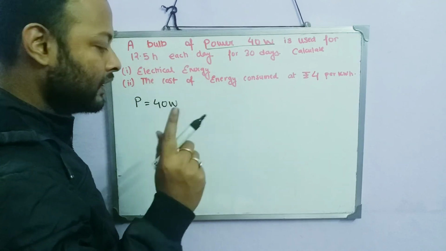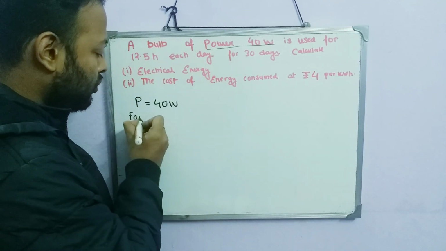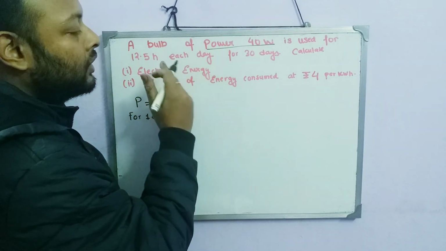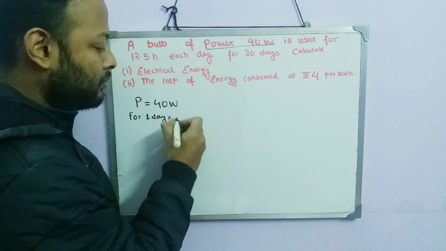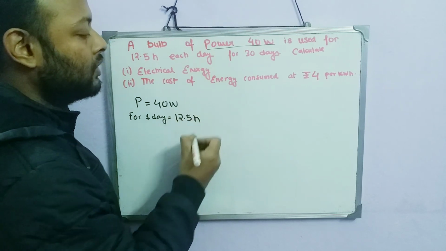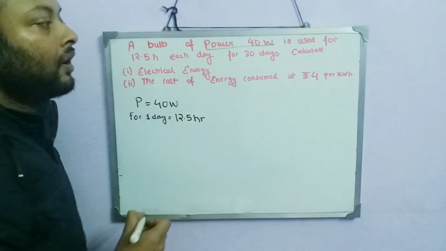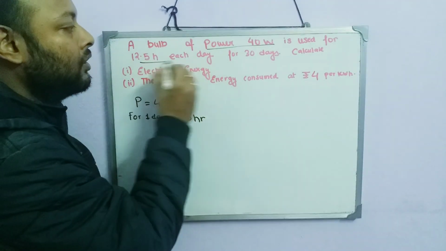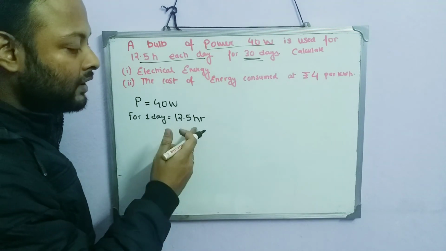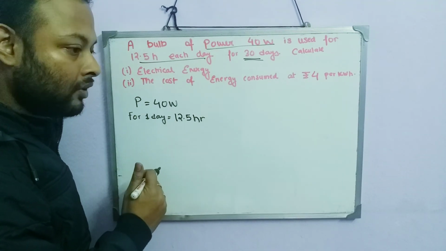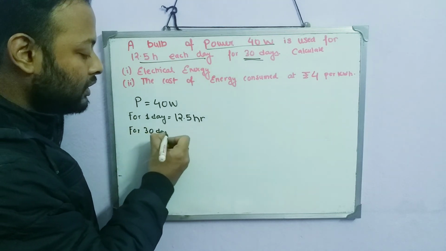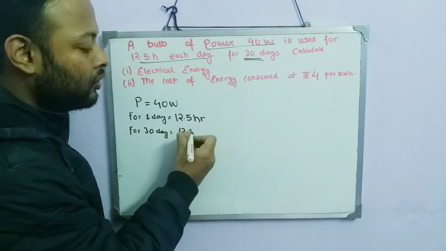So for one day, the time for which the bulb is on is how much? 12.5 hours. Okay, and we are using the bulb for 30 days. So for one day it is 12.5 hours. So for 30 days, how much will we use? For 30 days, it will be how much?